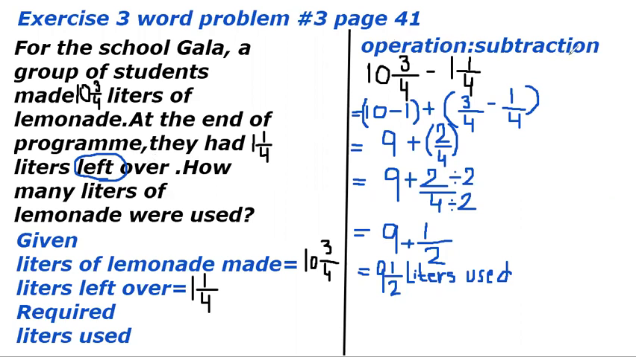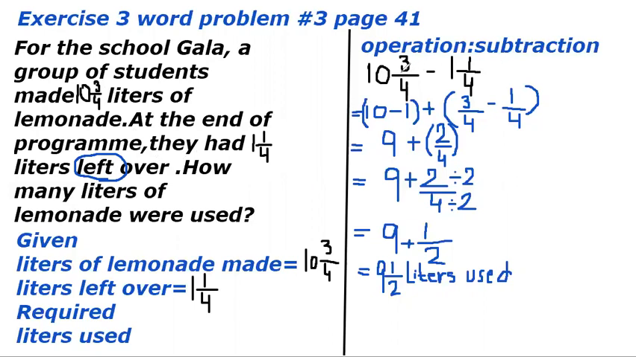Subtraction. Okay, because the lemonade made by the students is 10 and 3 upon 4 liters, and at the end of the program the left is 1 whole 1 by 4 liters, and how many liters were used? So we need to subtract here according to the given situation created in this word problem. We need to subtract in this question and the clue word is left.